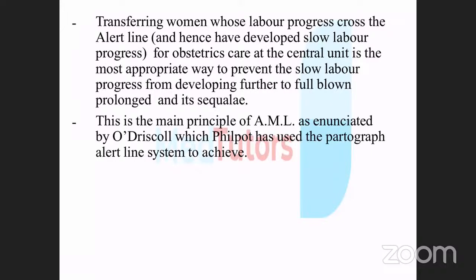Transferring women whose labor progress crosses the alert line, and hence have developed slow labor progress, for obstetric care at the central unit is the most appropriate way to prevent slow labor progress from developing further into full-blown prolonged labor and its sequelae. This is the main principle of active management of labor as enunciated by O'Driscoll, which Philpott used the partograph with the alert line system to achieve. So Philpott used the information and the guide from O'Driscoll to develop a more practical solution to manage labor. Next slide.